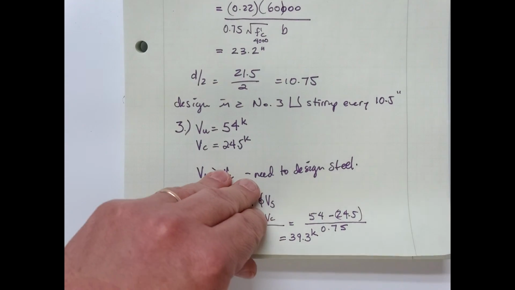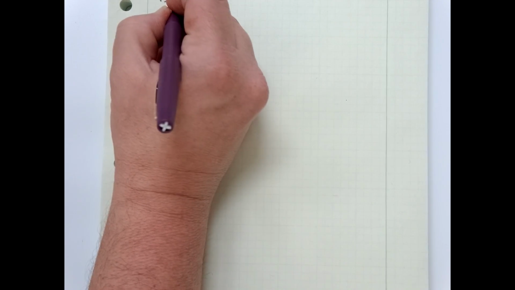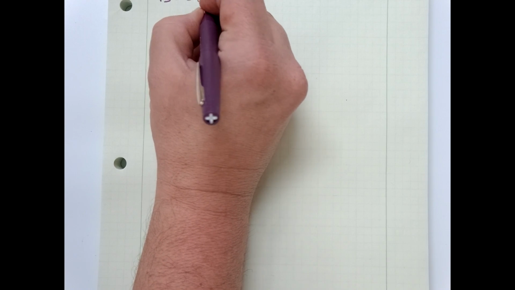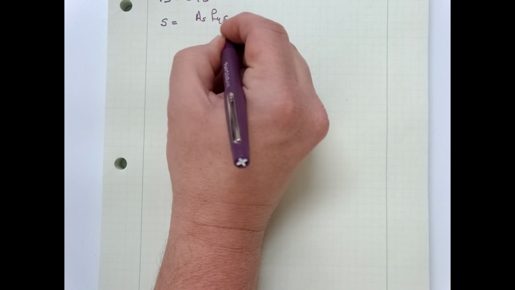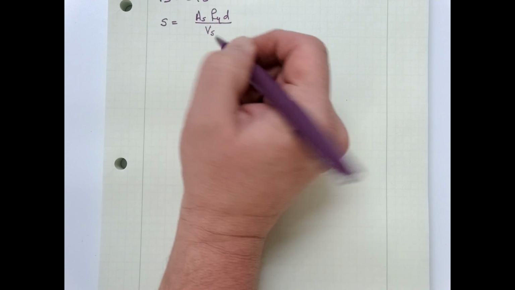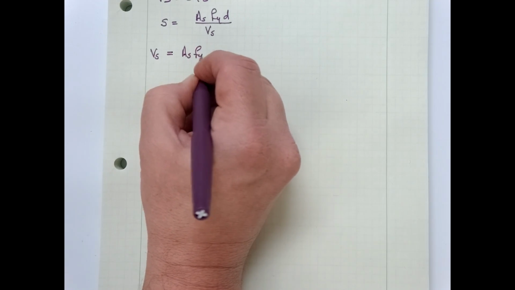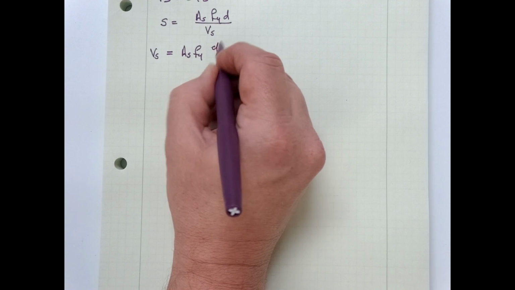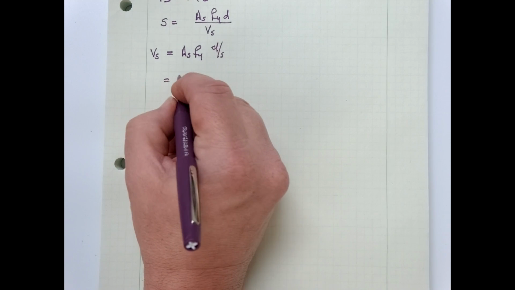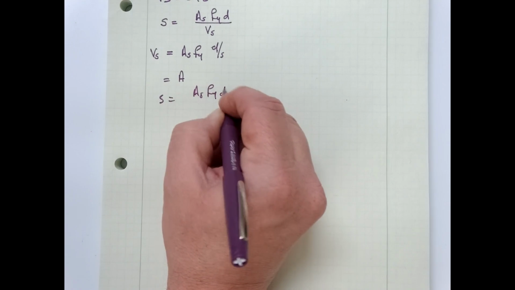So we can get our spacing from there, right? V sub S is equal to 39.3 kips. And our spacing is given as A sub S F sub Y D divided by the shear in the steel, because the shear force in the steel is equal to A sub S F sub Y D over S, right? And so this gives us S is equal to A sub S F sub Y D over V sub S.